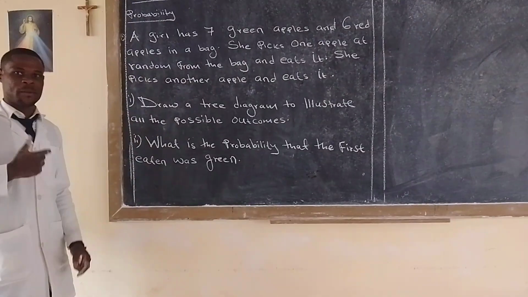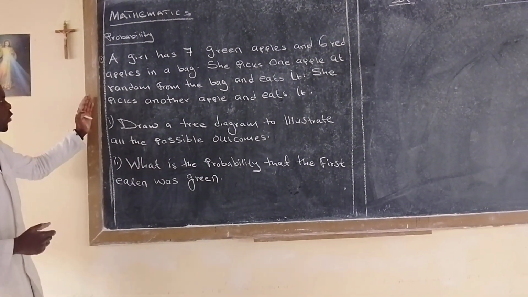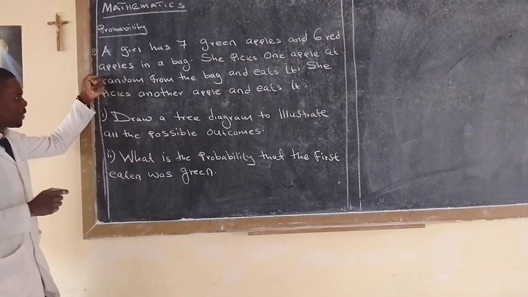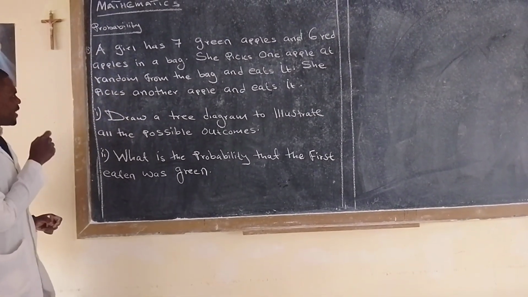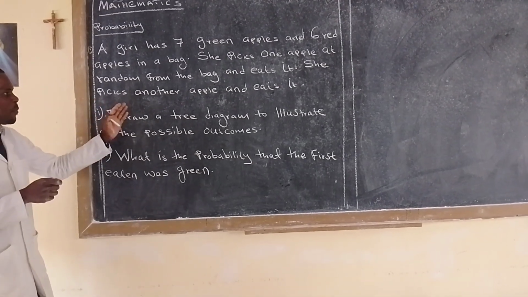So today we are just looking at probability. We just talked about the chances. So looking at the question, they are saying that a girl has 7 green apples and 6 red apples in a bag. She picks one apple at random from the bag and eats it. She picks another apple and eats it.